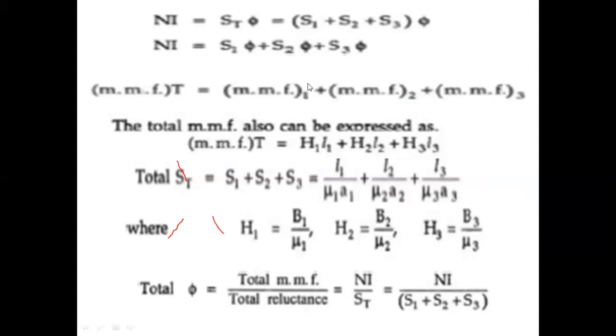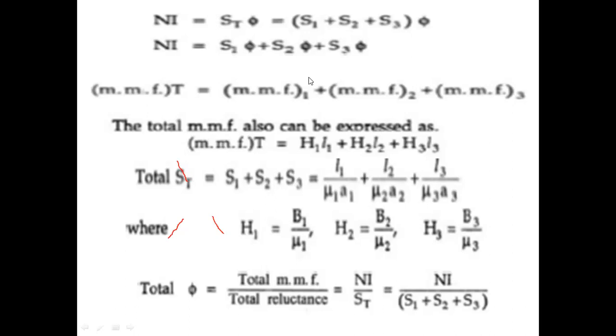The textbook has mentioned this here. Or we can consider total mmf equal to the mmf of the first material, the mmf of the second material, and the mmf of the third material. This is also correct. The total mmf can also be expressed in another way. We know that mmf equals Hl, so Hl equals NI.